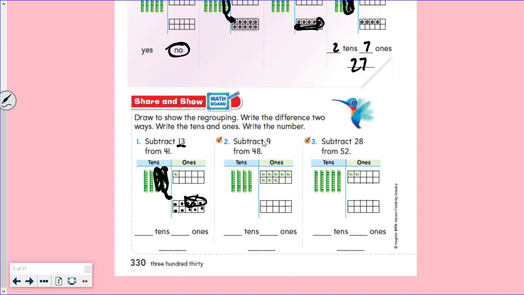Now write what my tens and write my ones. So I have 2 tens left. And I have 1, 2, 3, 4, 5, 6, 7, 8 ones left. So 2 tens and 8 ones is 28.